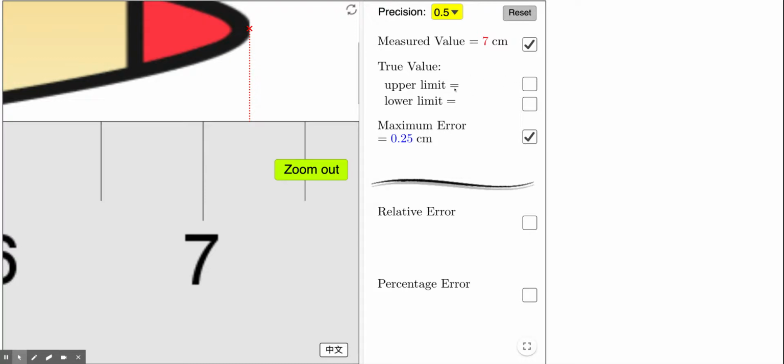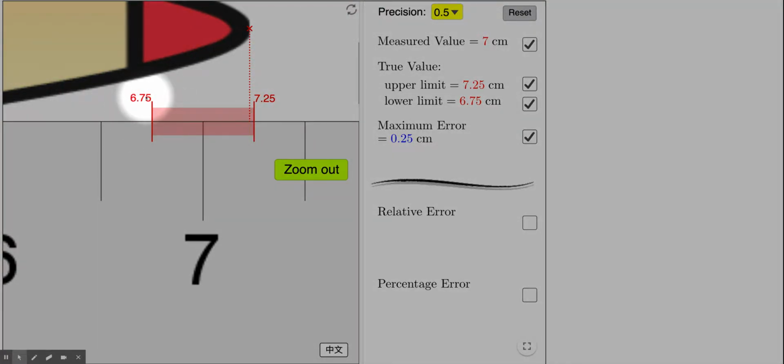So the true value's upper limit will be 7 plus 0.25, and the lower limit will be here, 6.75, which is 7 minus 0.25. Again, the relative error is the maximum error over the measured value, which is 0.25 over 7, equals 0.0357. The relative error times 100% will give you the percentage error.